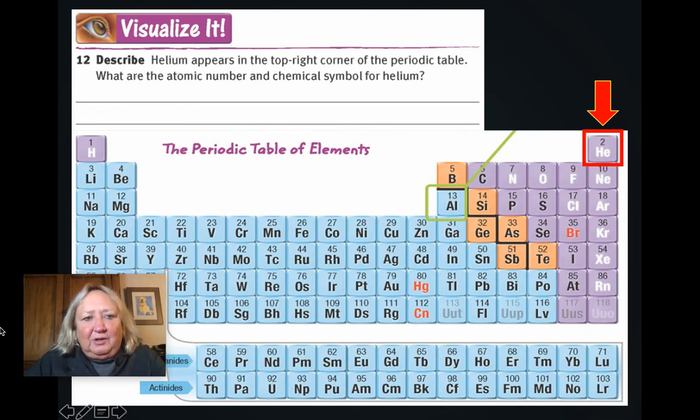So, anyhow, the question on your Google Doc, one of them is helium appears in the top right corner. It's up here. Number 1, hydrogen's over here. Number 2, helium is right there. So it's going to ask you for the atomic number and the chemical symbol for helium. Pretty easy question. Don't want to give it away, but it's easily done.